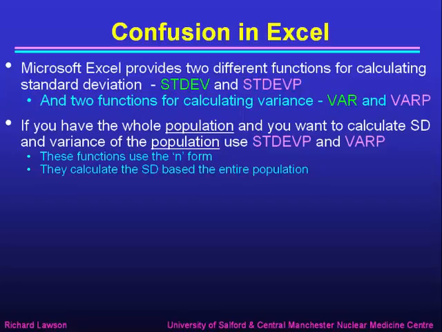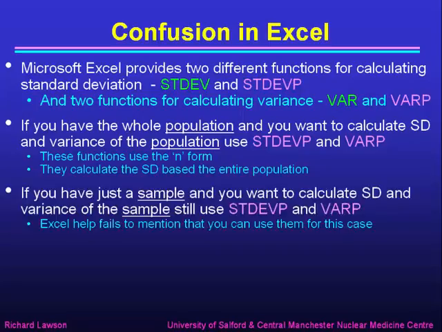That's straightforward. But if you've just got a sample and you want to calculate the standard deviation and variance of the sample, then you still use STDEVP and VARP, the ones with a P at the end, which is counterintuitive because you're giving it a sample and you want to calculate the standard deviation of the sample. So why do you use the P form? Well, the reason is because you still want the n in the denominator, and the help in Excel unfortunately fails to mention that you can use these functions for just that case.